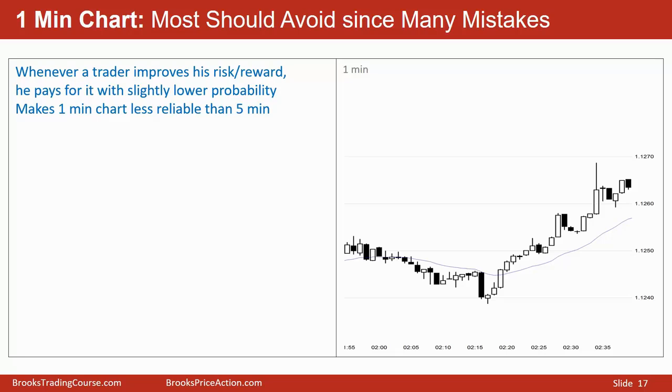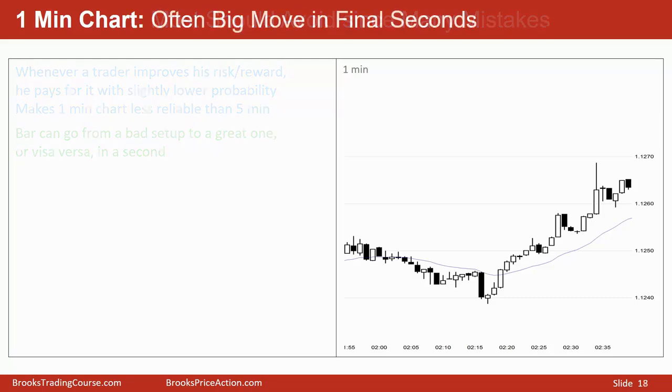Part of the reason for the lower probability is that you'll make more mistakes, so the chance of making money is less. As a result, the 1-minute chart is less reliable than a 5-minute chart. Things can change very quickly. We're down here, and 1 minute later, a couple minutes later, we're up here. Sometimes the changes take place in just a matter of a second.